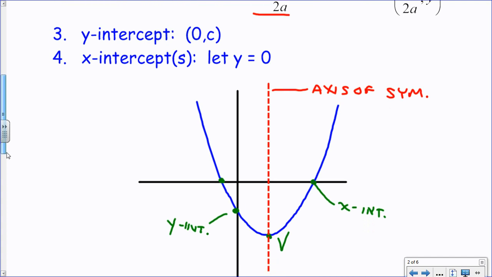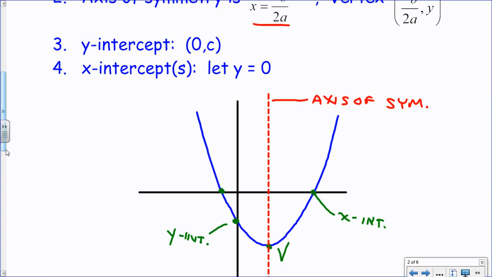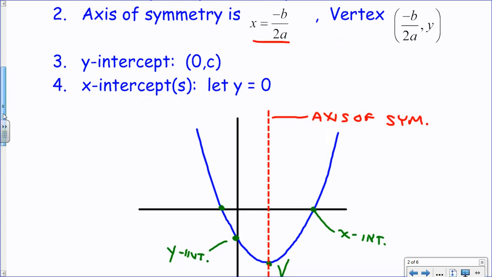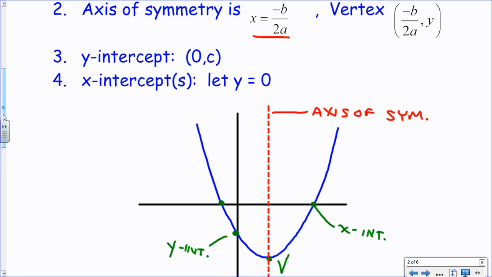Okay, so here's the sketch of just the basic part. So this is something that is familiar. We have done this already in this class.